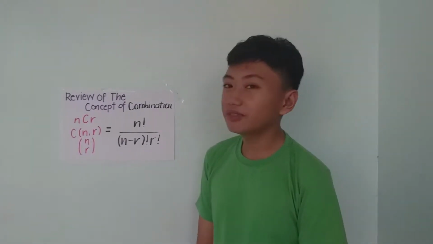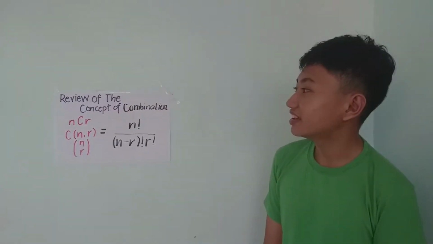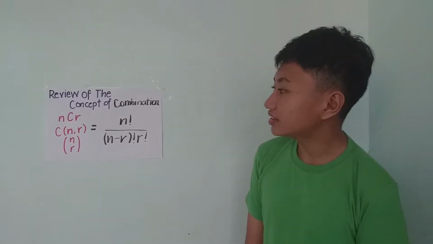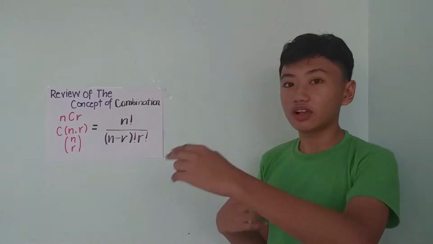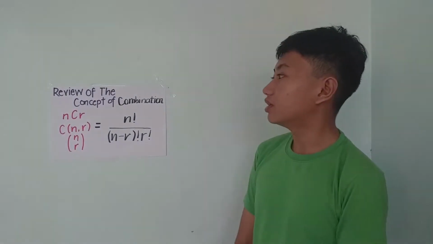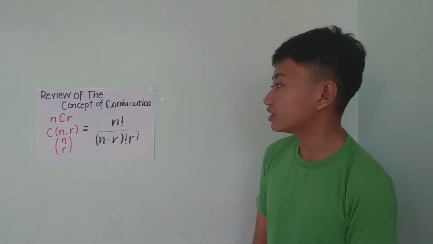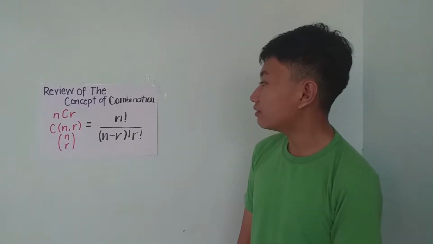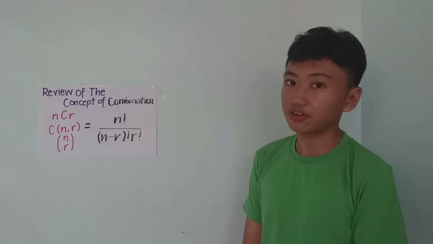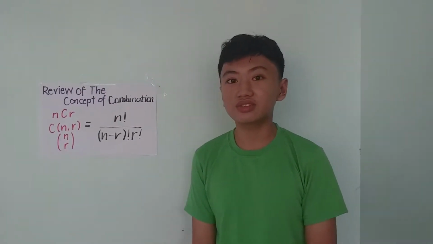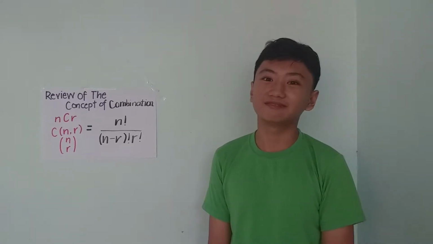But before we can truly understand the concept of the binomial theorem, let's first review the concept of combination. Combination is expressed in three forms: nCr, C of n, r, and the quantity n over r with both stacked at the top and the bottom. It is written as n taken r at a time, with the formula n factorial all over the quantity of n minus r factorial multiplied by r factorial. So instead of Pascal's triangle, the formula of combination is used to find the coefficients of the terms.